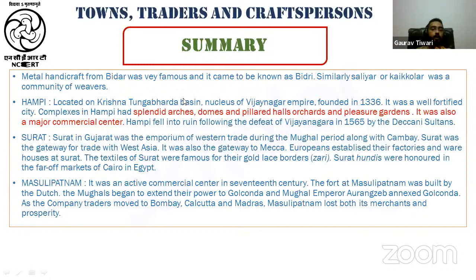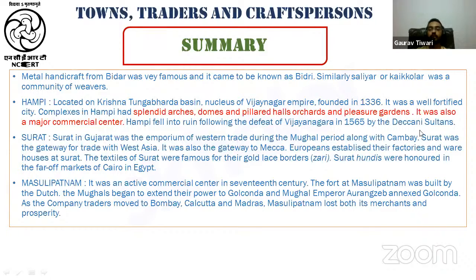This Hampi is located on the Krishna and Tungabhadra basin. It is located on the bank of the Tungabhadra river. It was the nucleus of the Vijayanagar Empire, which was founded in 1336 by Harihar and Bukka. It was a well fortified city. Now there were complexes in Hampi. It had splendid arches, domes, pillared halls. There were also orchards and pleasure gardens. It was also a major commercial center. Hampi fell into ruins after the defeat of this Vijayanagar Empire by the Deccanese Sultans.